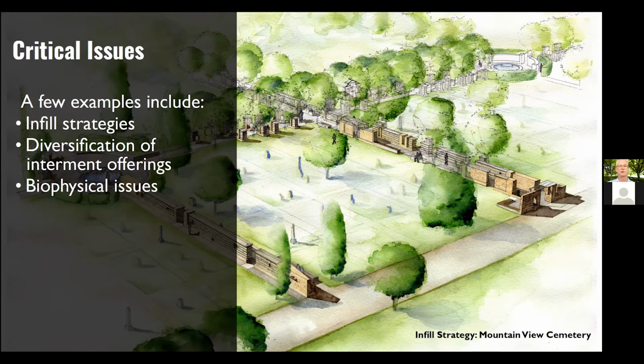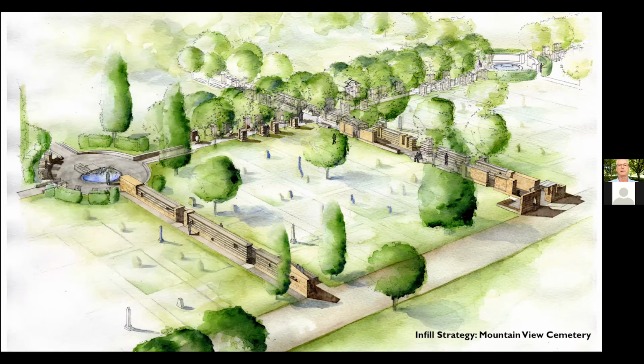One of the other important concepts is diversification, ensuring that all members of the community are welcome and have places to inter and memorialize. And of course, you want to make sure that the site is safe, and that in places where there are grades or water, those have been addressed in the master plan. These are just some of the critical issues that in the time available today we'll talk about.